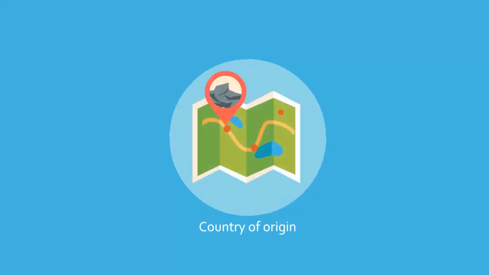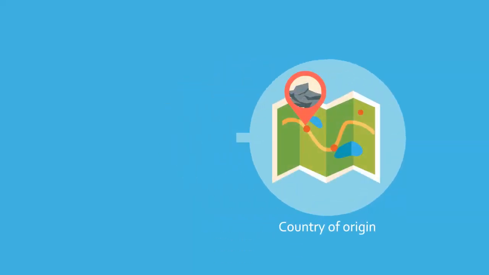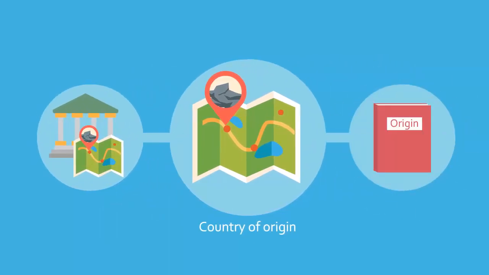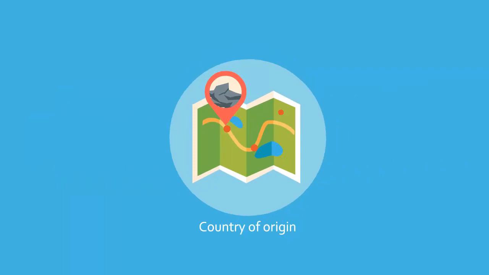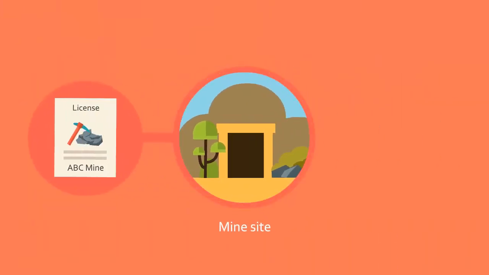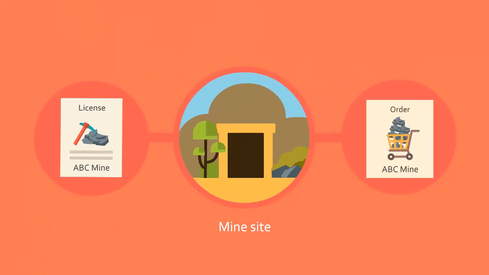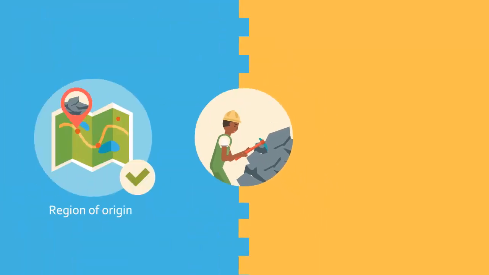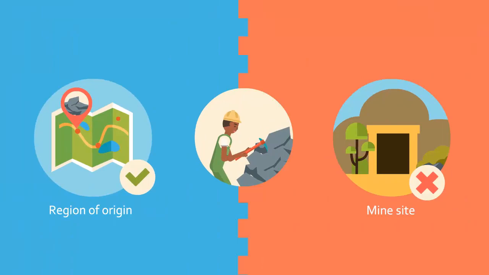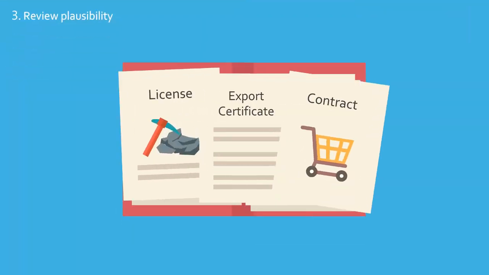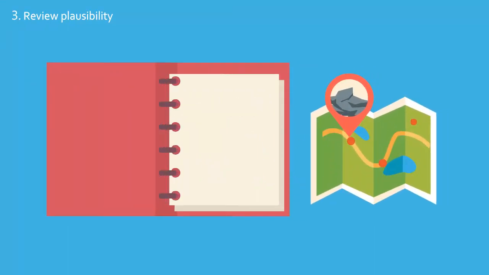Start by gathering country of origin data. Usually, this is a government-issued country of origin certificate, but alternative documentation can be used instead. You also need to establish the location of the mine site. Usually, you'll need the mine license and purchase order or contract showing the mine name. If the material is artisanally mined, then you need to confirm the region of origin rather than the specific mine site.